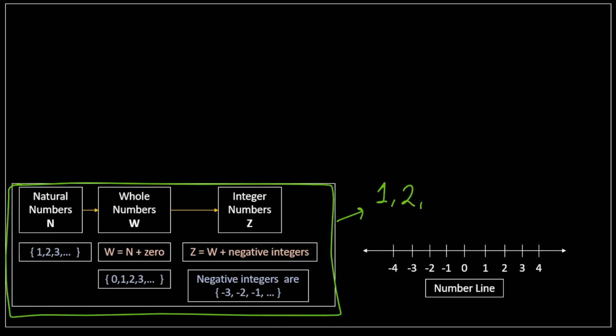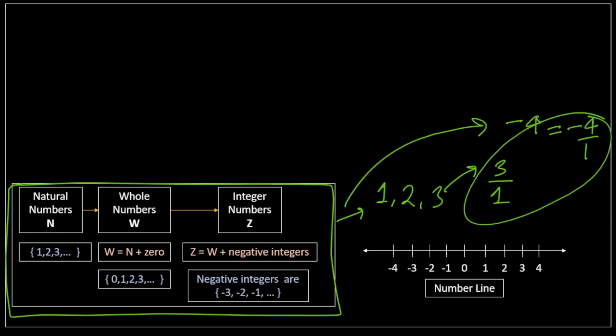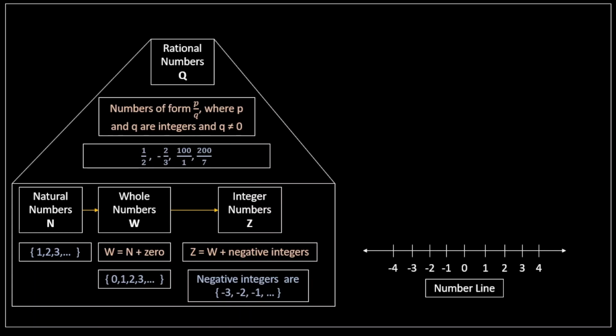1 or 2 or 3 can also be written as 3 upon 1. Similarly, -4 or any negative integer can also be written as -4 upon 1. Basically what I am trying to say is that they can be written in terms of fractions. So any number that can be written in terms of fractions, that is p upon q, where q is not equal to 0. This is a given for defining any fraction. You cannot have 0 in the denominator.